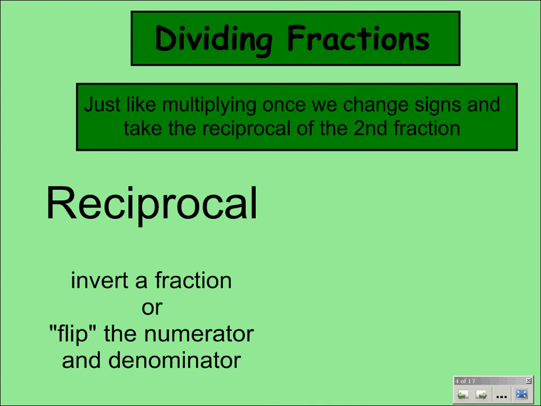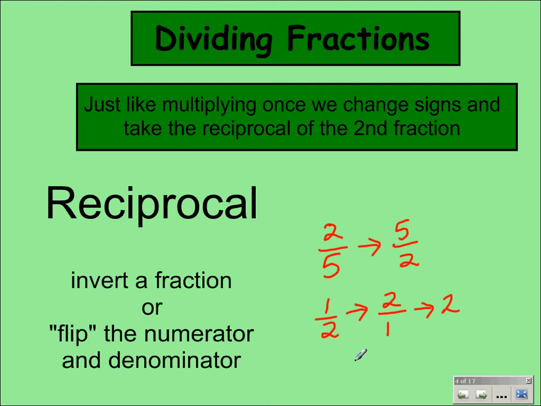A reciprocal is when we invert a fraction, or flip the numerator and the denominator. So, if I had something such as 2/5, and I wanted to take the reciprocal of 2/5, the reciprocal would be 5/2. What would happen if I had something like 1/2, and I took the reciprocal of 1/2? When I flipped it over, I would have 2/1, and we know that 2/1 simplifies down to just 2.